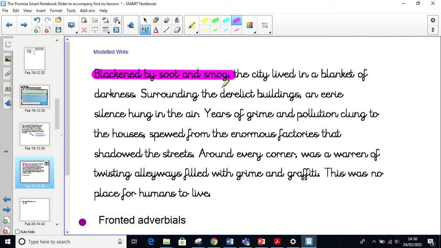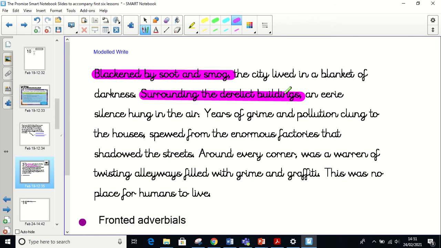Surrounding the derelict buildings, an eerie silence hung in the air. So I've added, and you can see all my sentences before were starting with "the" or "there". Now they're starting very differently, aren't they? So, blackened by soot and smog, the city lived in a blanket of darkness.